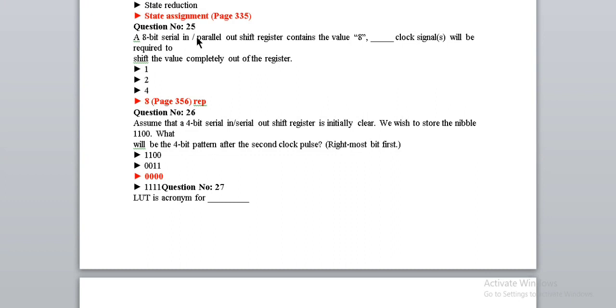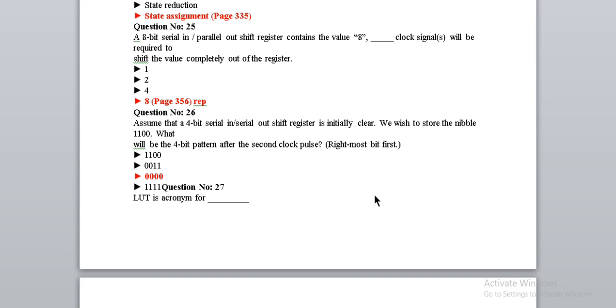An 8-bit serial in parallel out shift register contains the value 8. ___ clock signals will be required to shift the value completely out of the register: 8. Repeated. Assume that a 4-bit serial in serial out shift register is initially clear. We wish to store the nibble 1100. What will be the 4-bit pattern after the second clock pulse? 4 times 0.